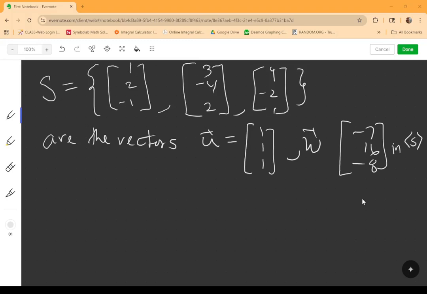Okay, so we're gonna look at determining whether a vector lies in the span of a set. So we have a set S here determined by these three vectors. We'll call them, just for shorthand, V1, V2, and V3. And we're asked to determine whether U or W is an element of the span of S.